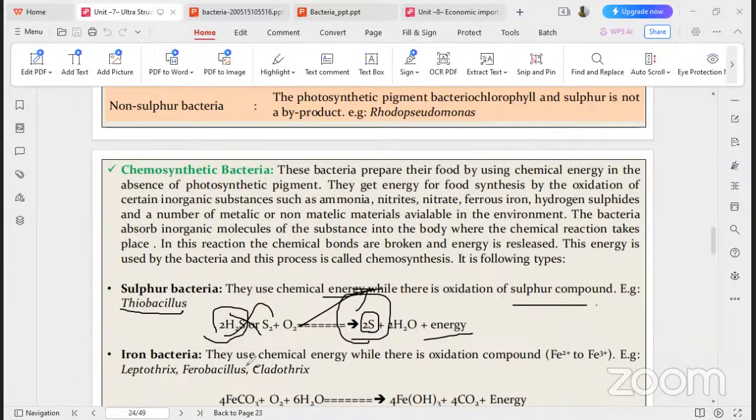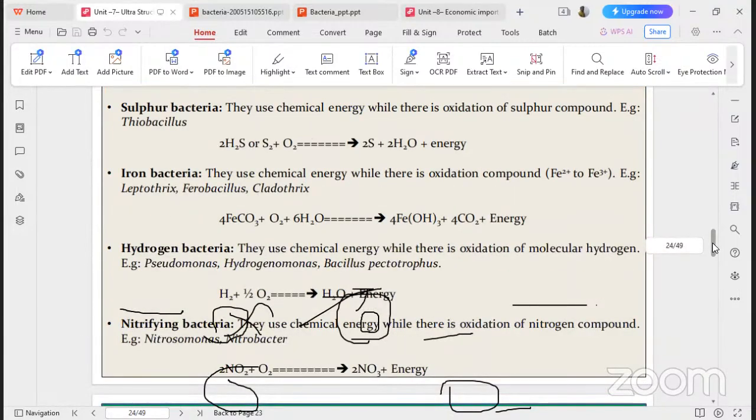And iron bacteria, which depend upon iron components, do the oxidation reaction. By oxidation, they absorb oxygen and release carbon dioxide and energy. Sulfur bacteria, iron bacteria. Iron bacteria we also call ferrous.